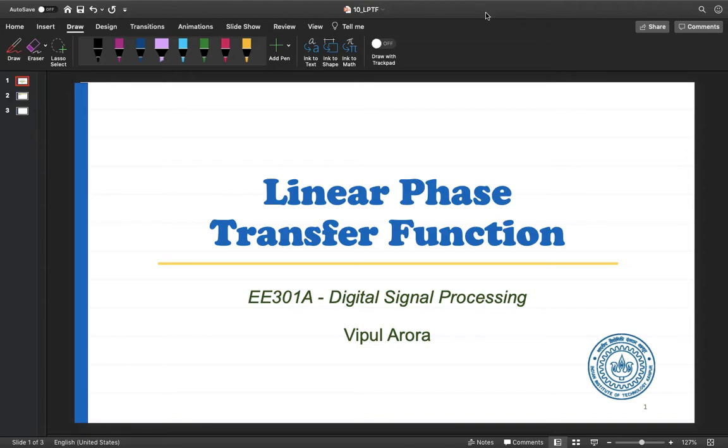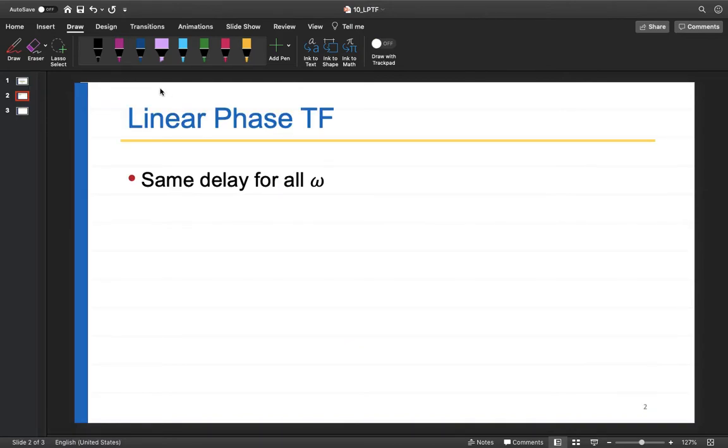Hi, so in this video we are going to discuss linear phase transfer functions. So what are linear phase transfer functions? A linear phase transfer function means we have got the same delay for all omega, right? We have a transfer function or a system H(e^(jω)). The input is some x[n] and the output is some y[n]. So what is an example of a linear phase transfer function, which means the same delay for all omega?